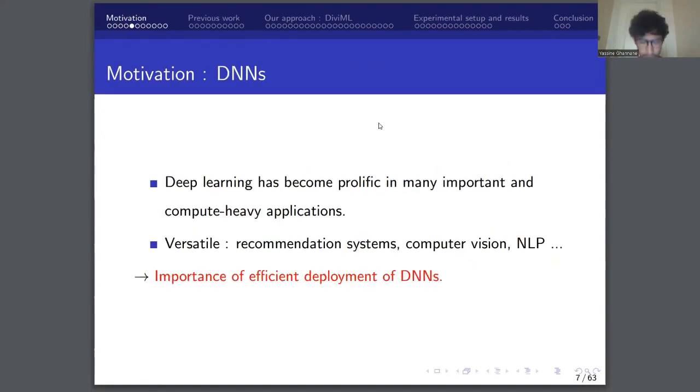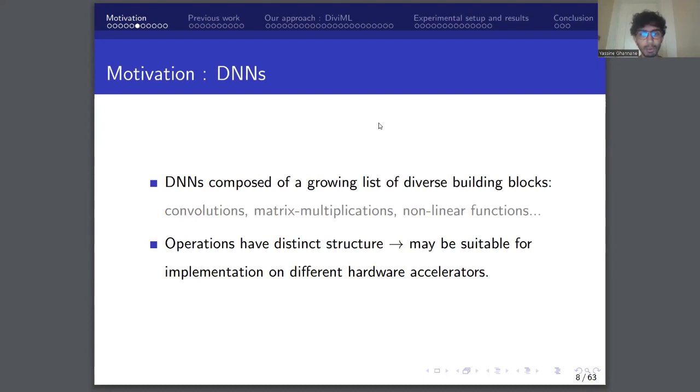I don't think I need to convince anyone about the importance of deep learning today, considered one of the most successful optimization routines that has been developed in the last decade, hence the importance of finding efficient deployment schemes for DNNs. And when looking closely at these DNNs, they are also composed of heterogeneous components, whether from linear functions to nonlinear functions, and further structural differences, these may be more suited to be mapped onto different kinds of hardware accelerators that can take advantage of their peculiarities.